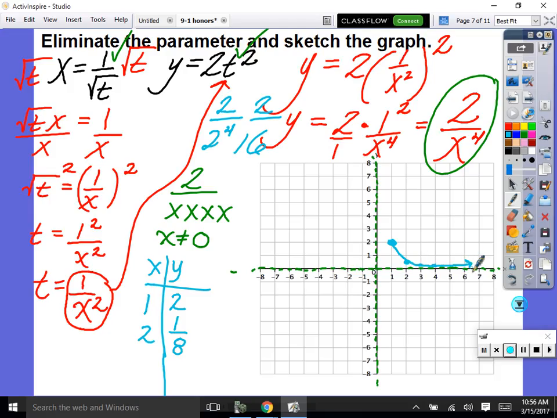Now let's plug in a small value, meaning a decimal right here. Let's plug in maybe a half. So let's plug in a half and see what happens. 2 divided by 1/2 to the 4th power.